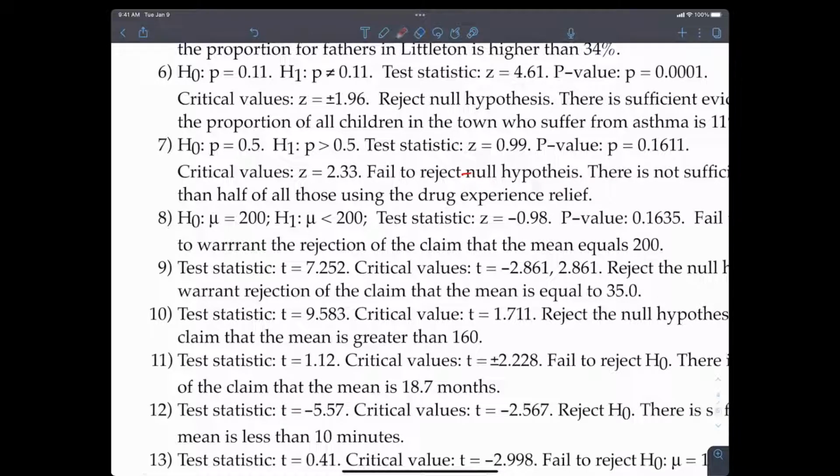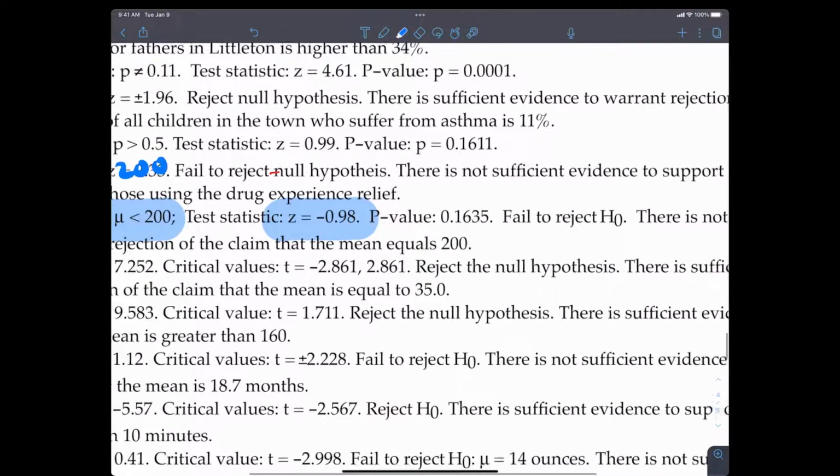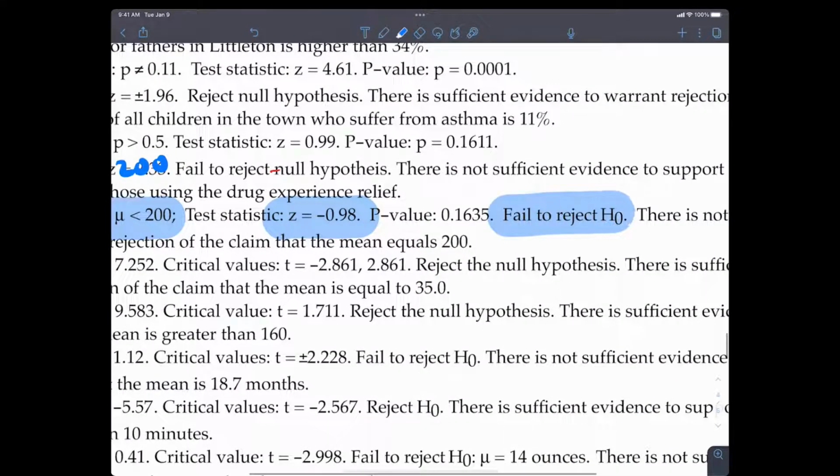If you notice the null and the alternate hypothesis, mu is less than 200. They kind of got a bit lazy. That's supposed to be greater than or equal to. They just use the equal sign, and they try to deduce this. It looks like this test statistic is fine. Fail to reject the null, that's accepting. Failing to reject the null is to accept the null.